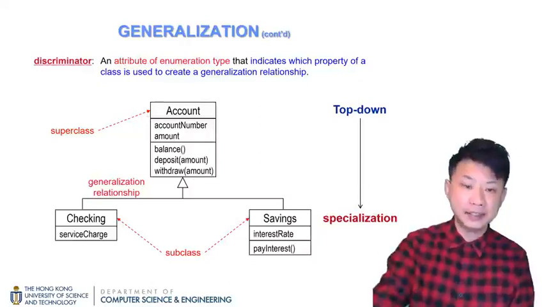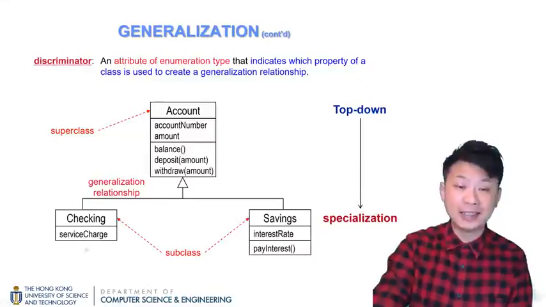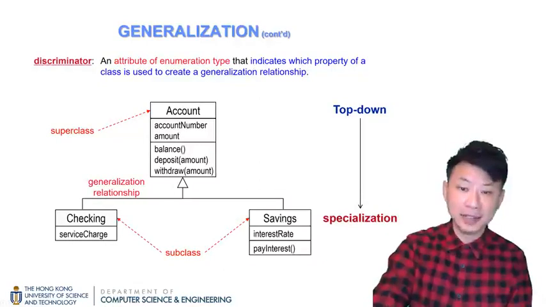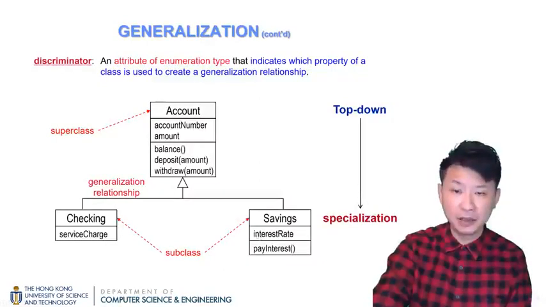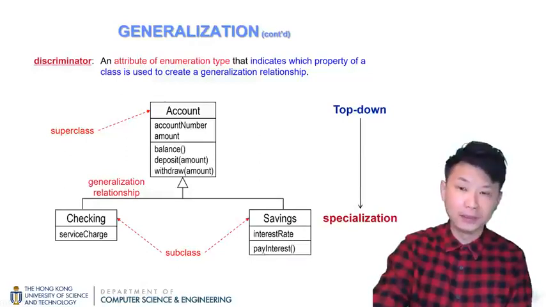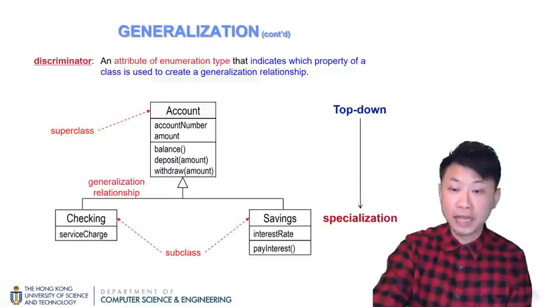Under a checking account, we have the additional attribute called service charge. And then under saving account, we have the additional attribute called interest rate, and we have the additional operation called pay interest.